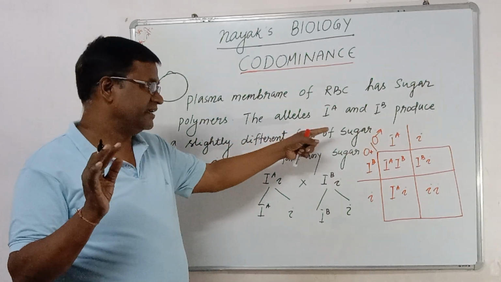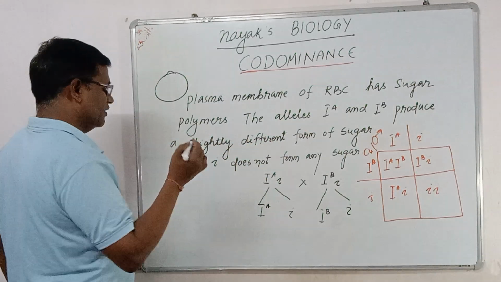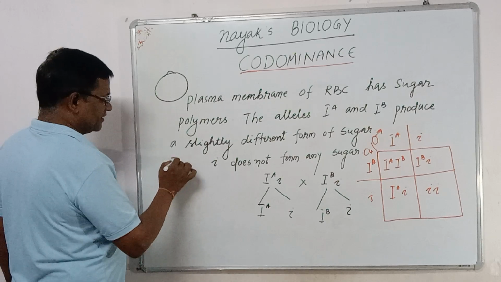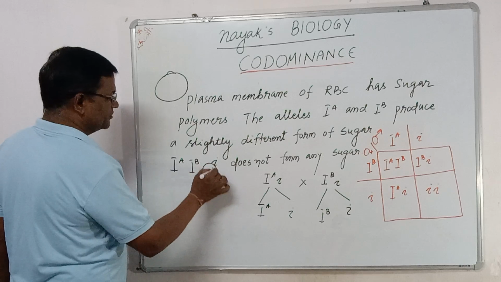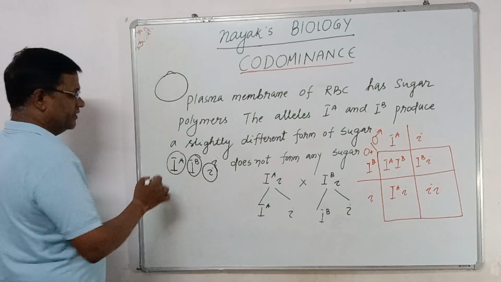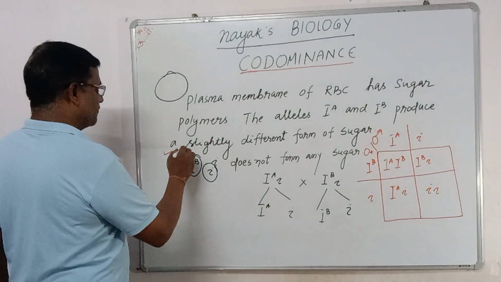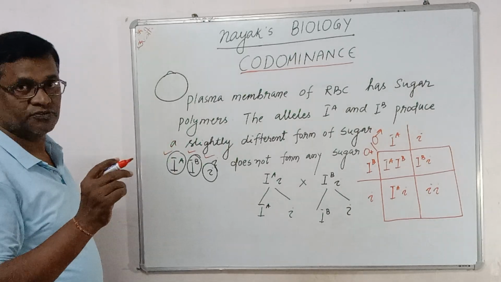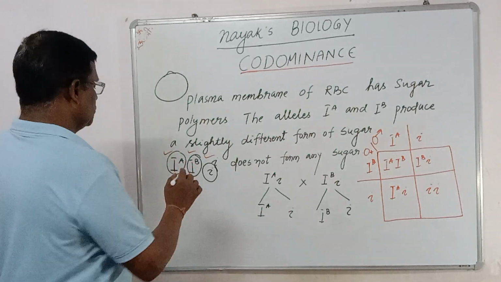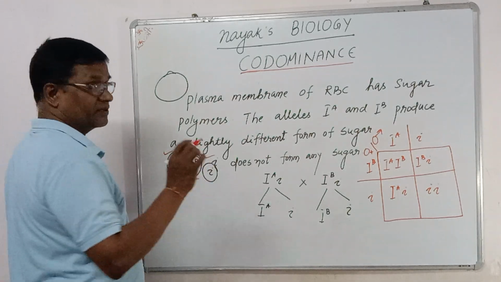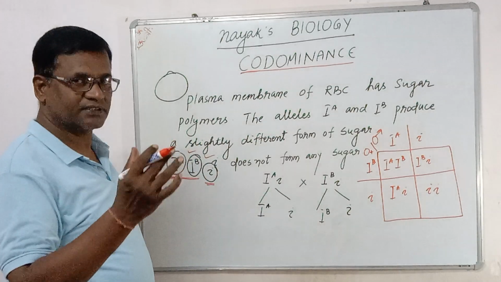The alleles IA and IB produce slightly different forms of the sugars. Here we know that we have three alleles, or different forms of the gene. What are they? IA, IB and small i. These are the different forms of the gene, and that is called an allele. Two of them are written in capital letters, which means these two are dominant. This one is represented by a small letter, that's why it is recessive.